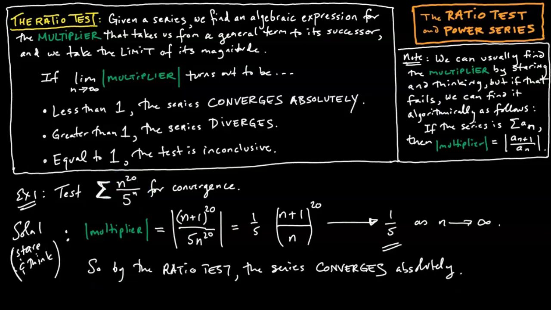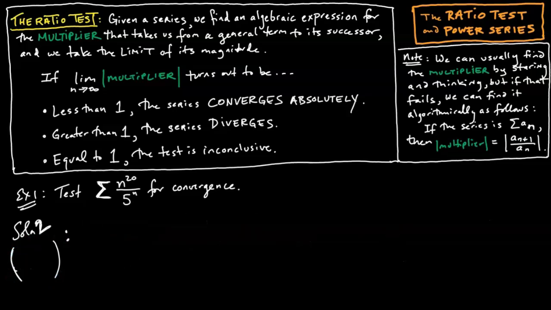And I think once you get used to this notion of just staring and thinking, you will come to like it very much. But maybe I'm wrong. Maybe you don't like it. Maybe you just want an algorithm. So let's redo this same convergence test using the ratio test again, but instead of solving it simply by staring and thinking, we will solve it in the second style, which is a little more traditional, but I think it conveys less intuition for what's going on. So this will be our purely algorithmic solution. Okay, in this case, what we have is that we still want to find an algebraic expression for the multiplier.